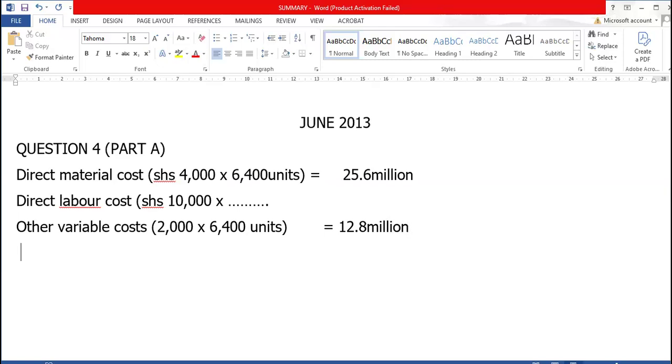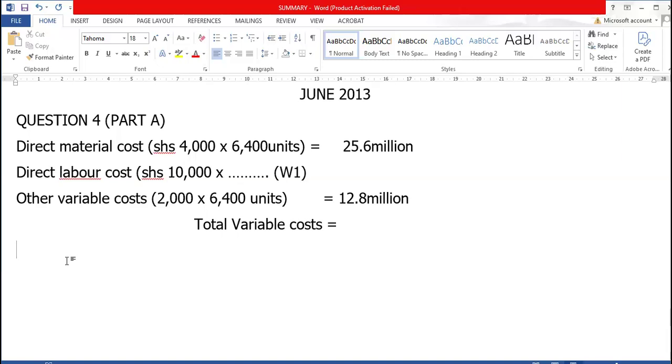Okay. I think those are the only things you have. You'll be in a position to get total variable costs. So you need to do a working here. I can put here working one to get that time. So how do you get the time?